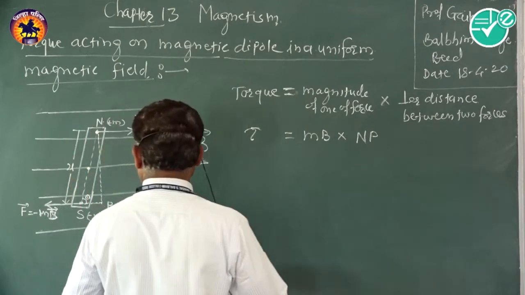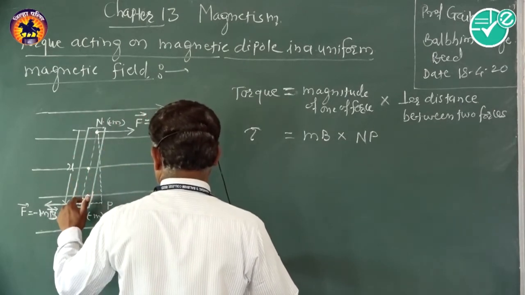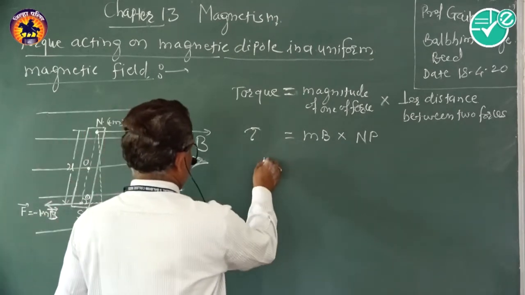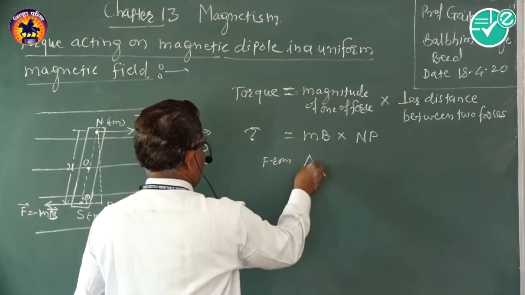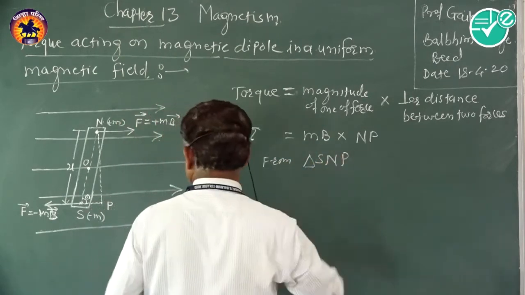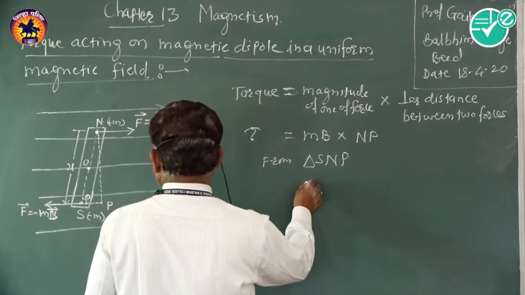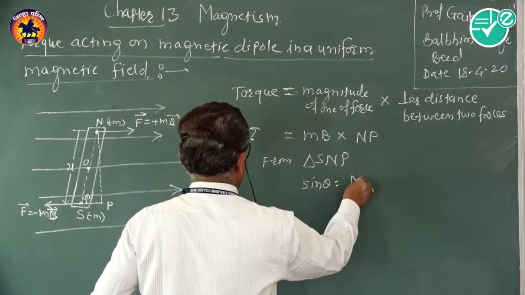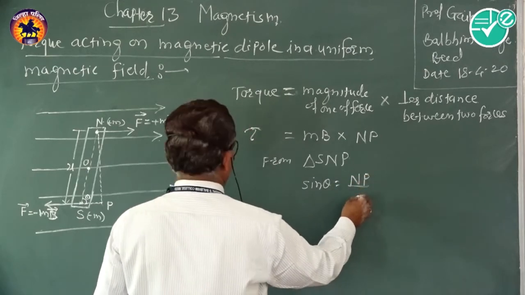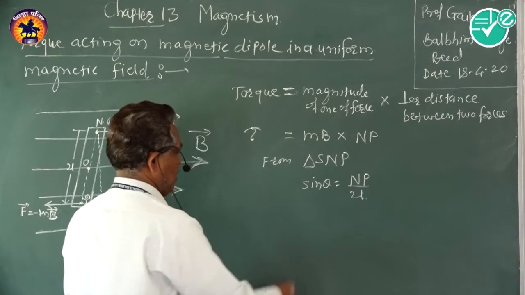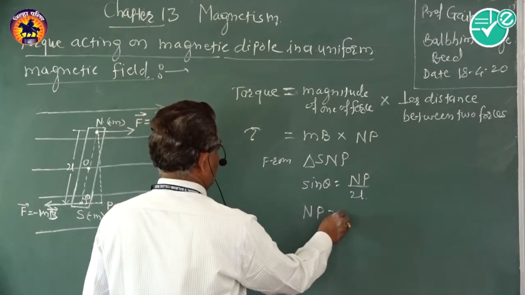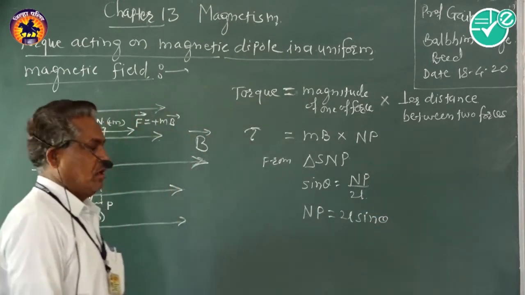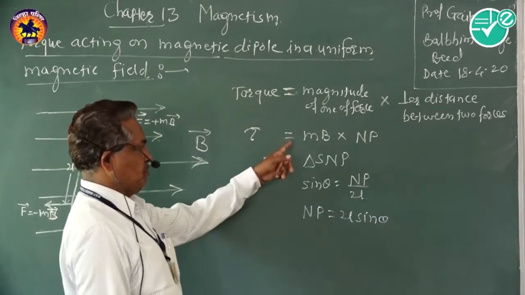Now from triangle SNP, sin theta is equal to NP divided by twice L. Therefore, NP is equal to twice L sin theta. Now use this value of NP in this equation.